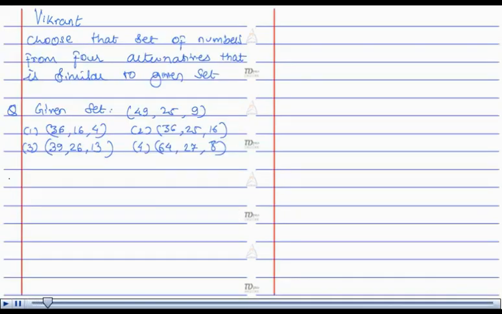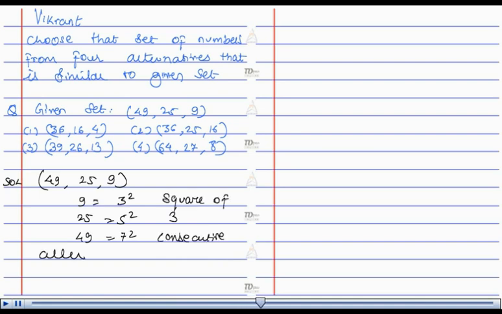The question is, choose that set of numbers from 4 alternatives that is similar to the given set. The set is 49, 25 and 9. The solution is, if you look at the given set, we have 9 as 3 square, 25 as 5 square and 49 as 7 square. So it is the square of 3 consecutive alternate numbers in the reverse order.